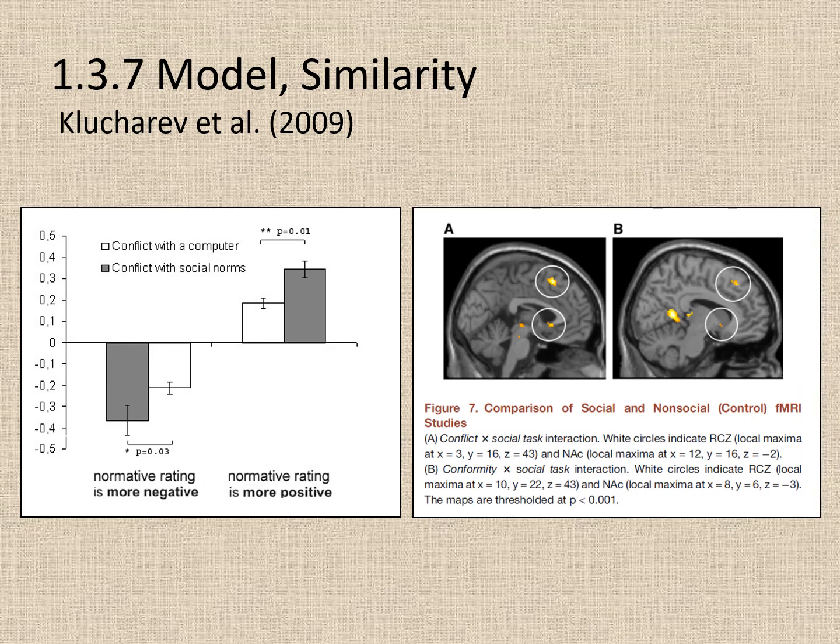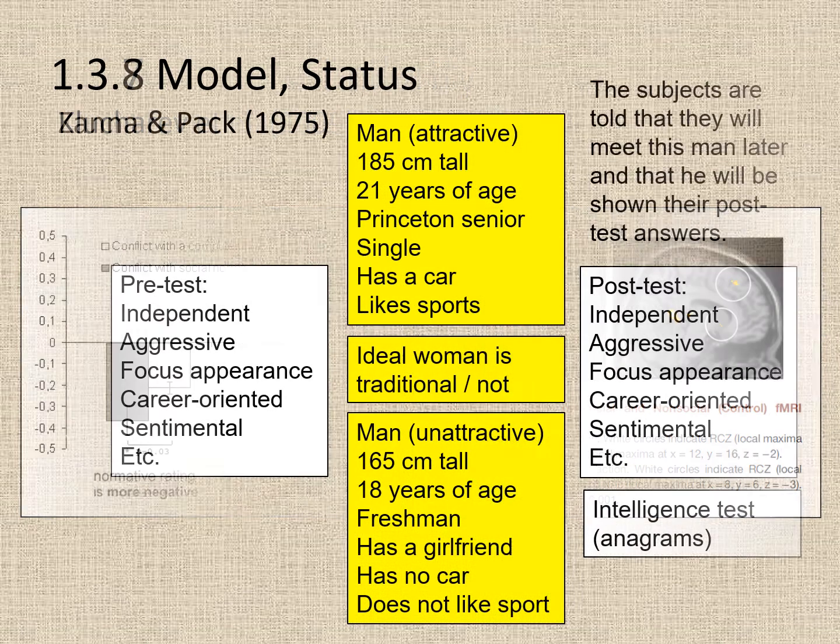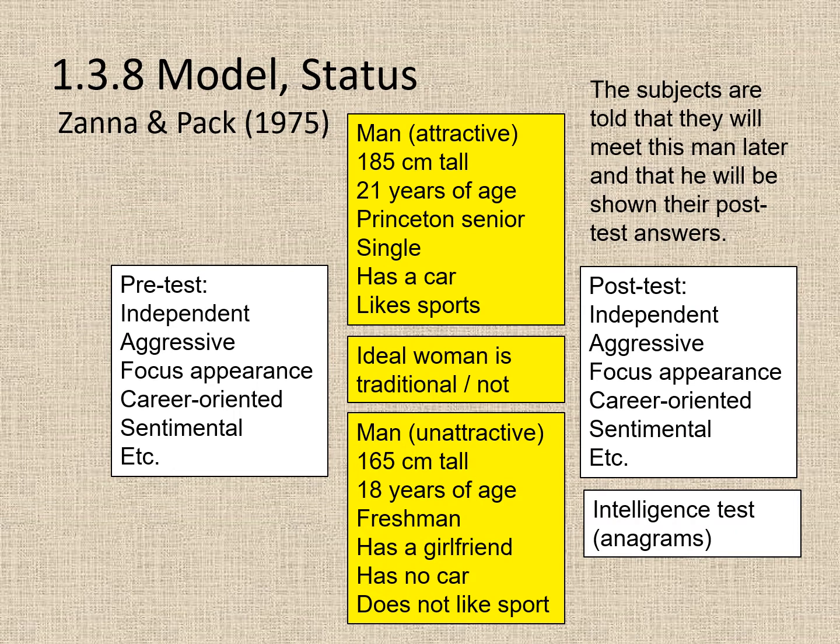I found this old study. It's only female subjects, female students, I guess. So they get to rate themselves. How independent are you? How aggressive are you? How much focused are you on appearance? How career-oriented are you? Sentimental, and so on. So they make a self-evaluation here, a self-rating.